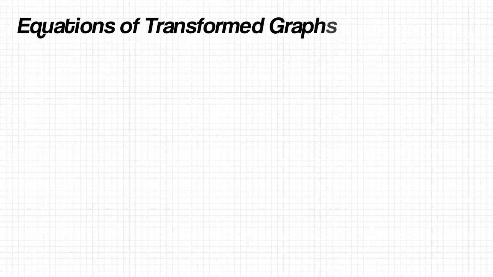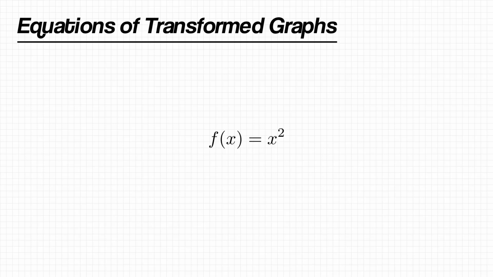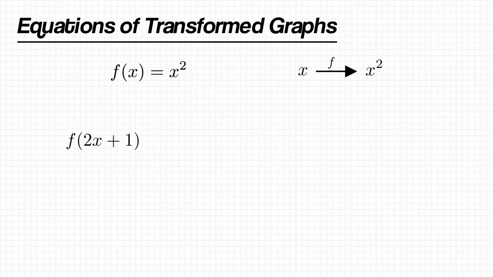Next, let's look at how transforming graphs affects their equations. Let's again use the example of f(x) = x². Let's remind ourselves quickly again how function notation works. We take our input between the brackets, in this case x, pass it through the function, and this function squares that input. So now, if we wanted the equation for the graph of f(2x + 1), our input is now 2x + 1. We pass it through the function, which would give us (2x + 1)².